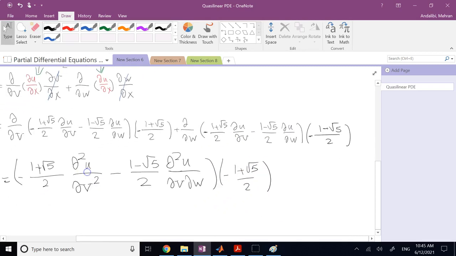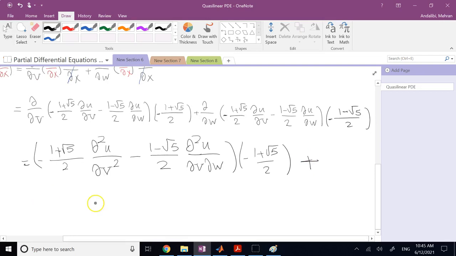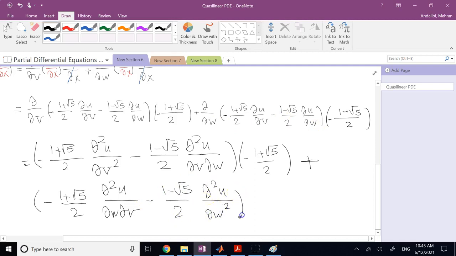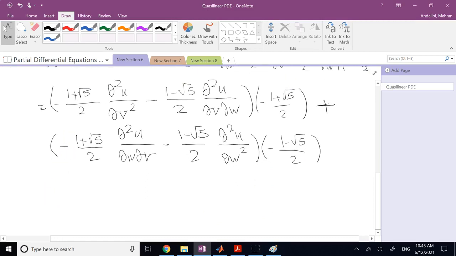Now we go to the second term. So let's say plus, and bring this guy down. Here, you are going to have negative of 1 plus square root 5 over 2, partial w partial v, so it's going to be second partial wv. Then you have ww, so it is going to be w squared, and then the whole thing times this. Okay, and you have to simplify here.